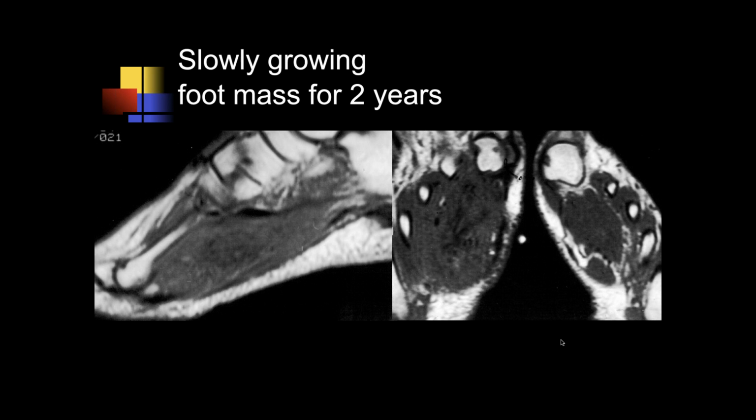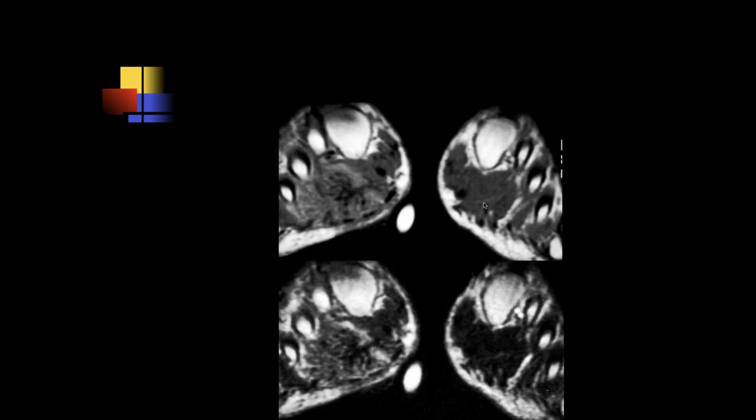Slow-growing mass for 2 years. Okay, so we can see this ill-defined hypointense mass-like region along the intrinsic foot musculature near the level of the metatarsals, with these kind of funny ray-like low signal intensity areas. And here are the coronal images. This is the involved side. This is the normal side.